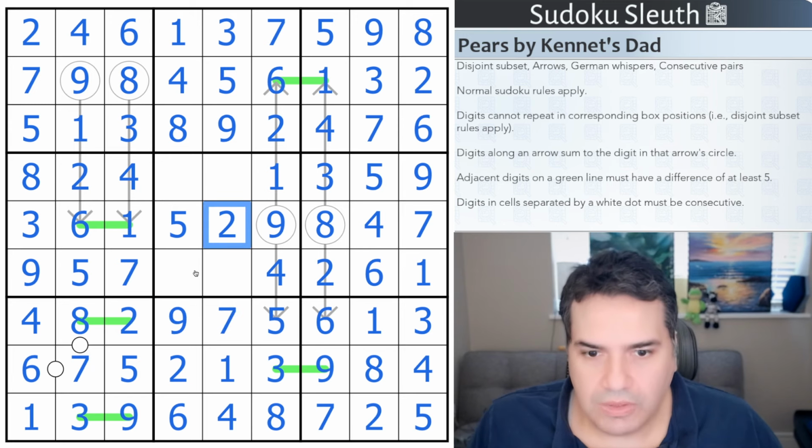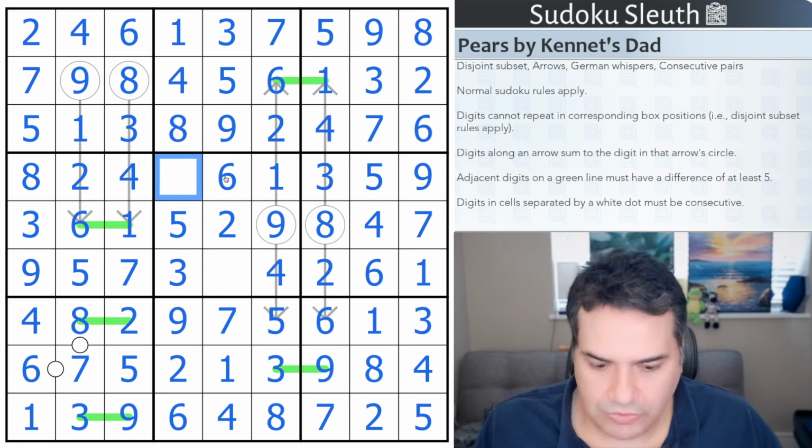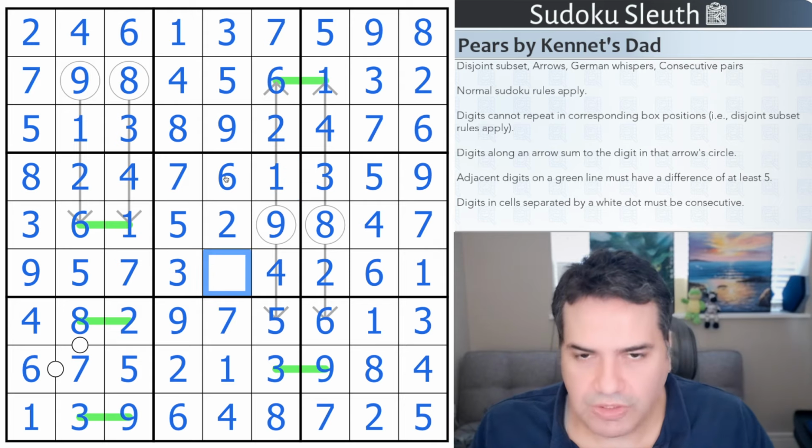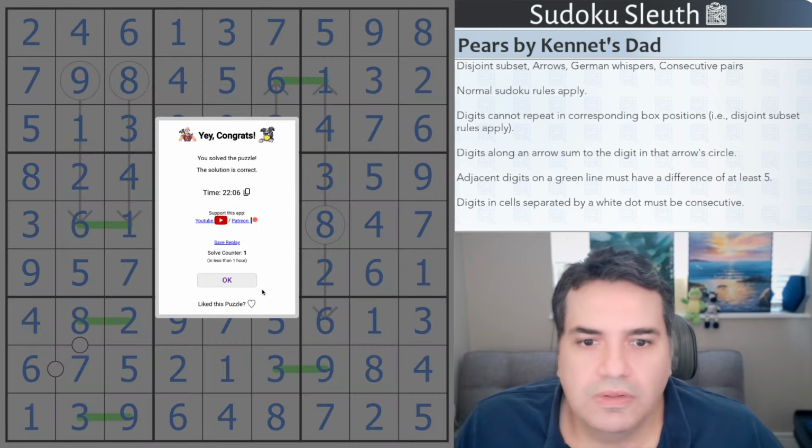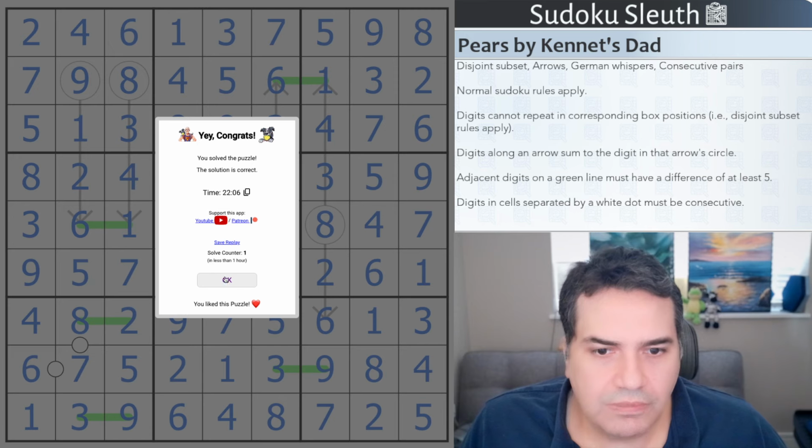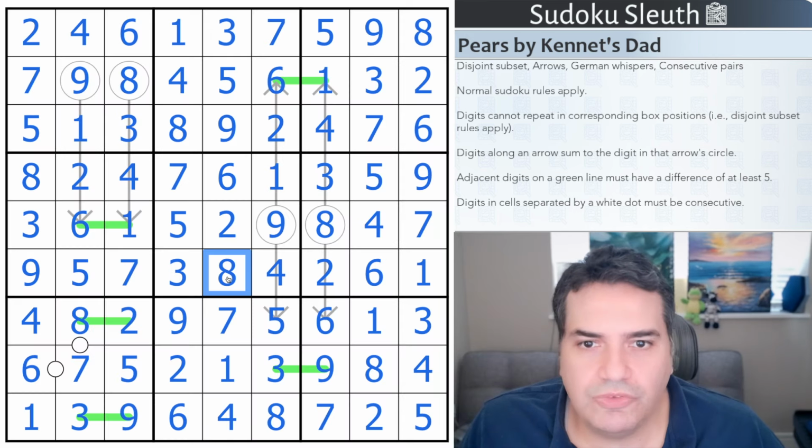Right. Quick classic Sudoku now. 3, 4, 5, 6 can only be in here. That's a 7. And if I've not made any mistakes, that's an 8 for the solution. That's a lovely puzzle. Kennet's dad, once again.